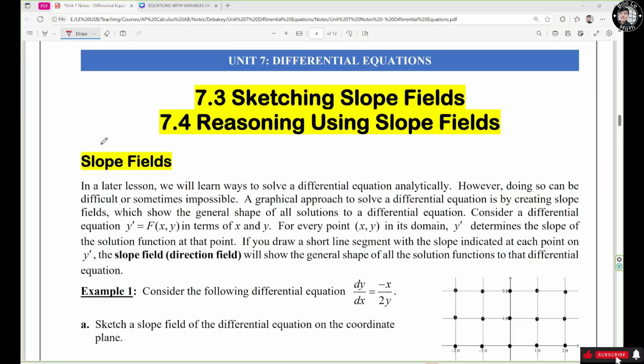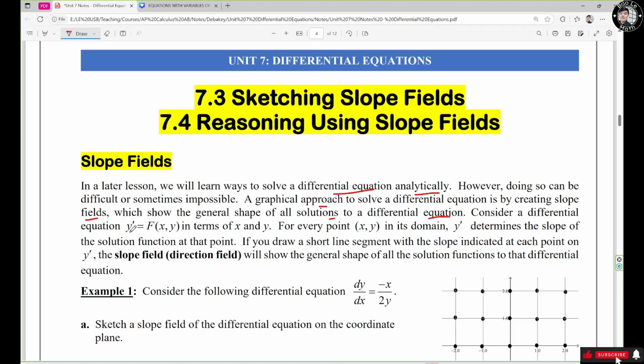We're going to explore topic 7.3 and 7.4, slope fields. In a later lesson, we will learn ways to solve a differential equation analytically. However, doing so can be difficult or sometimes impossible. A practical approach to solve a differential equation is by creating slope fields, which show the general shape of all solutions to a differential equation.